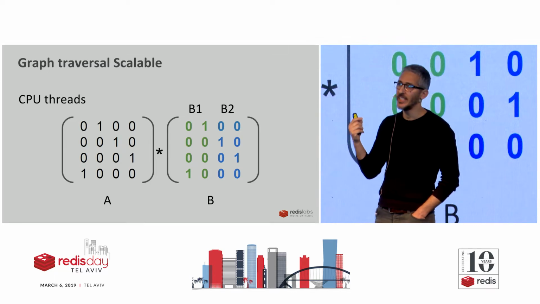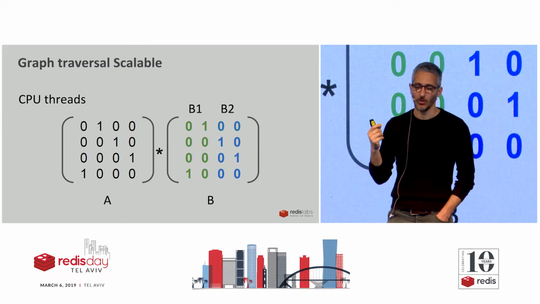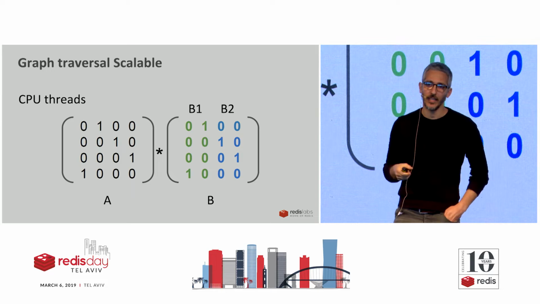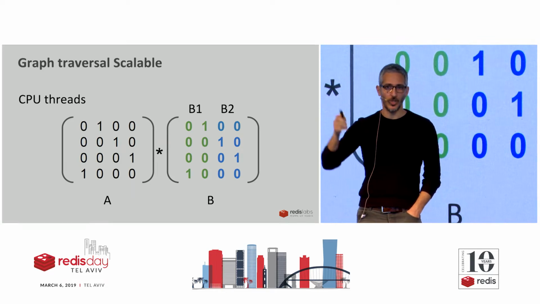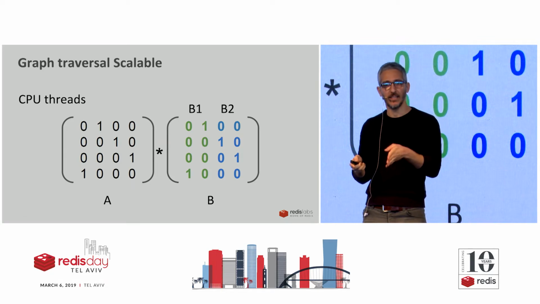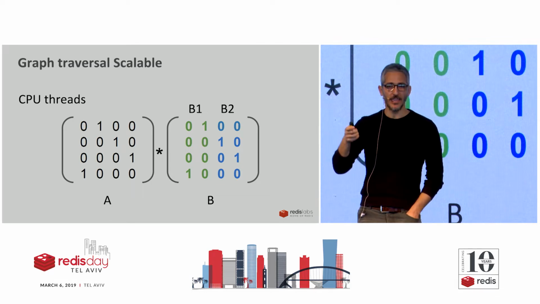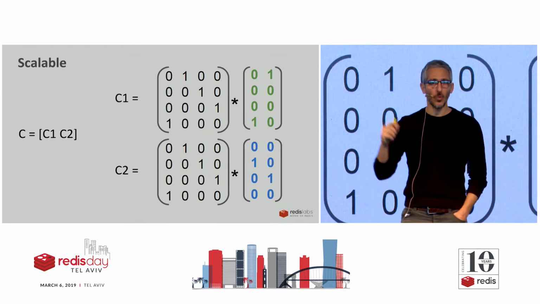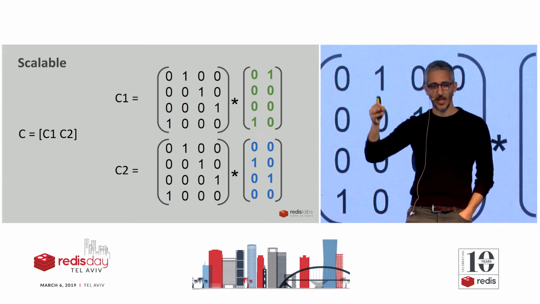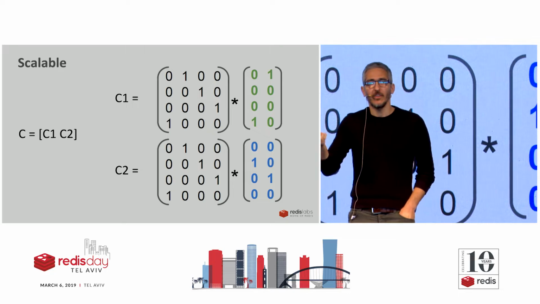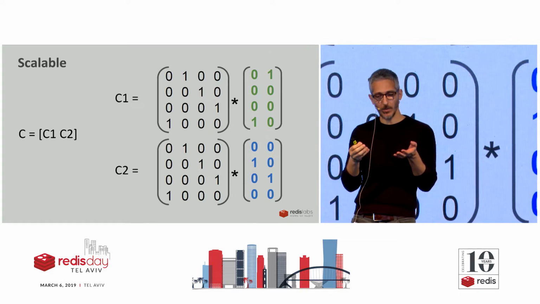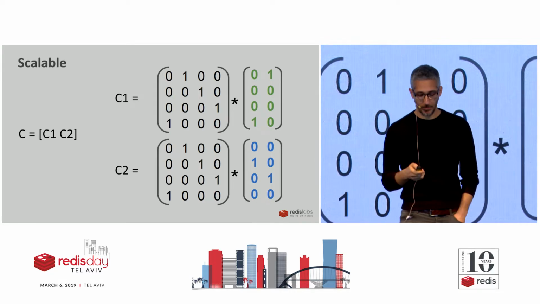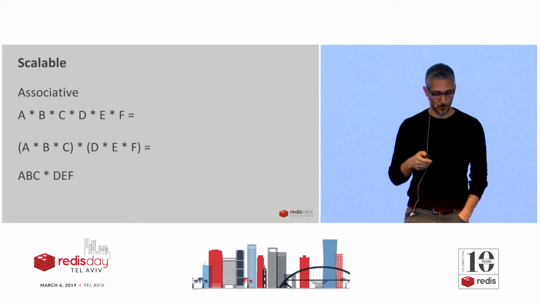Matrix multiplication is extremely scalable. So for example, we can take this matrix multiplication and break it into 2 multiplications. We're taking the matrix and just split it in the middle, and A times B all of a sudden turns into A times B1 concatenated with A times B2. And this will basically give you the result. So you can think about using multiple threads to perform this matrix multiplication.